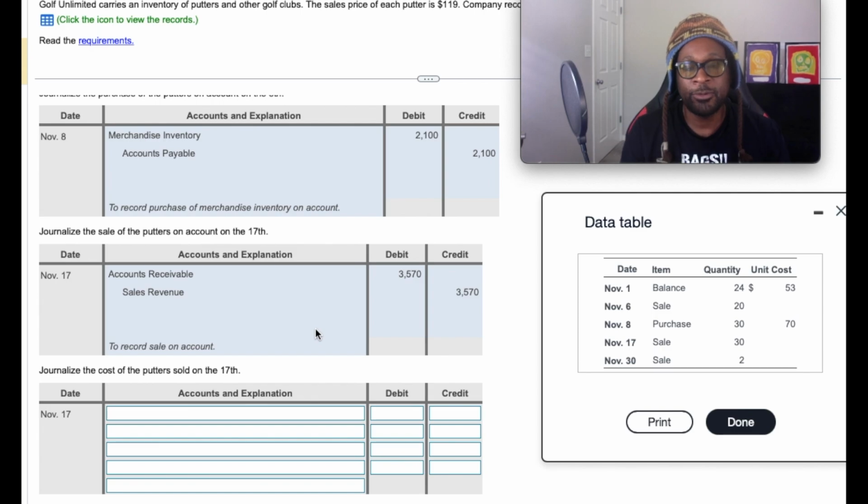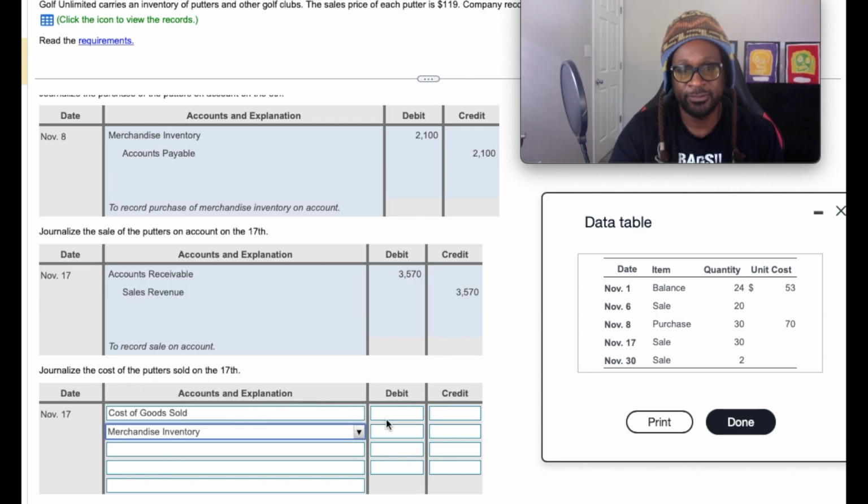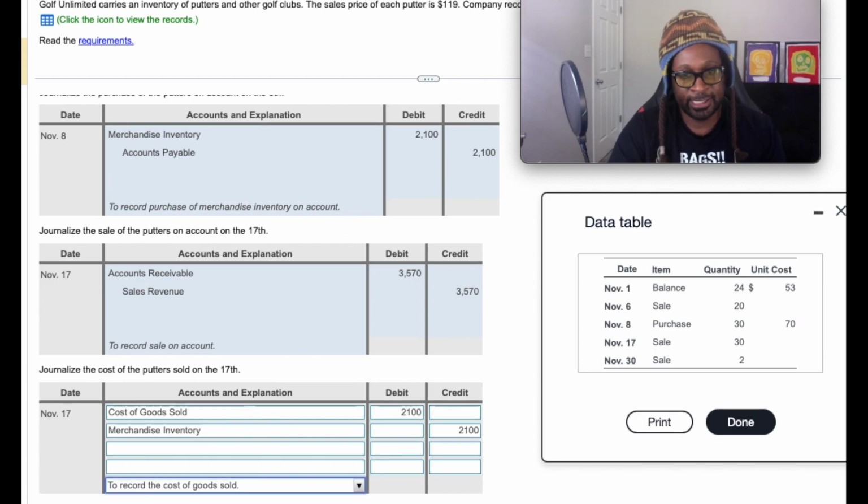Fantastic. Now we're going to utilize the table to recognize the cost of goods sold that has incurred on the November 17th sale of $2,100. Therefore, we're going to debit cost of goods sold and credit merchandise inventory for that amount. We're going to check the answer.